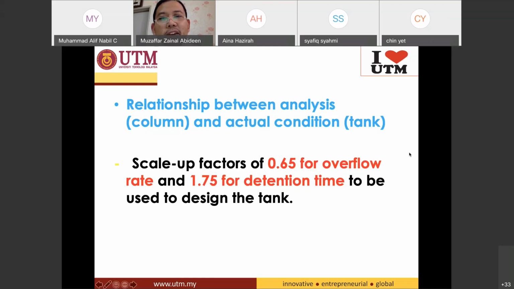The purpose of scale up factor, okay? So this is to match or to make the real design of a sedimentation tank. The one that you got results just now was through experiment. So that's not the real case. So you need to times with the scale up factor. That's the purpose of these scale up factors. Okay, guys? Can I proceed? Yes. All right.